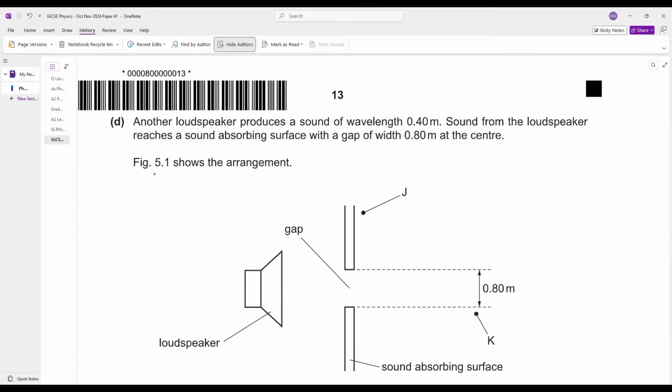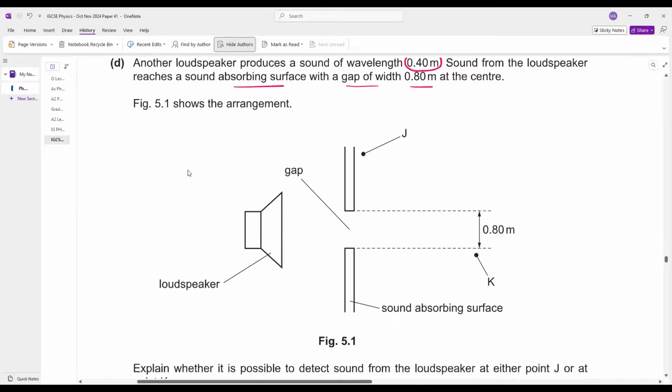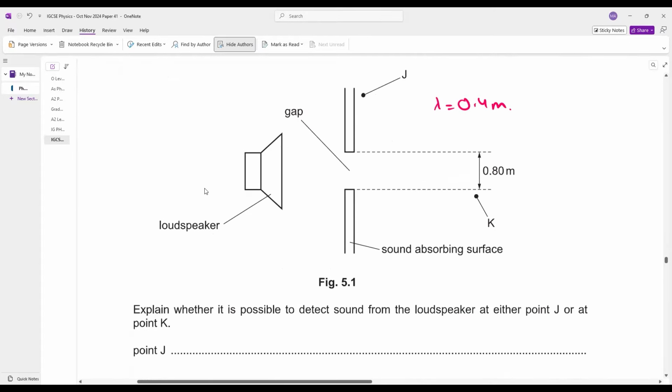Another loudspeaker produces a sound of wavelength 0.4 meters. Okay. Sound from the loudspeaker reaches a sound absorbing surface with a gap of width 0.8 meters at the center. Figure 5.1 shows the arrangement. Okay, ठीक है. आपका gap क्या है? 0.8. आपकी wavelength क्या है? 0.4 meters. Okay, this will turn out to be very, very important.